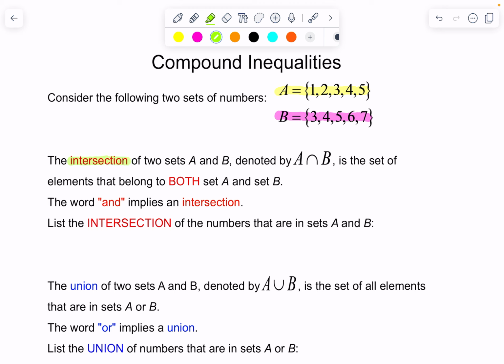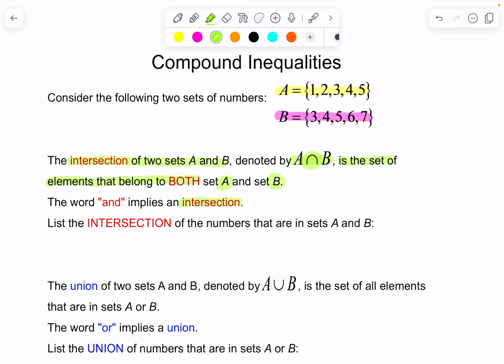The intersection of two sets A and B, denoted by A upside down U B, is the set of elements that belong to both set A and set B. The word "and" implies an intersection or an overlap, if you will. It basically means that the elements belong to both set A and B.